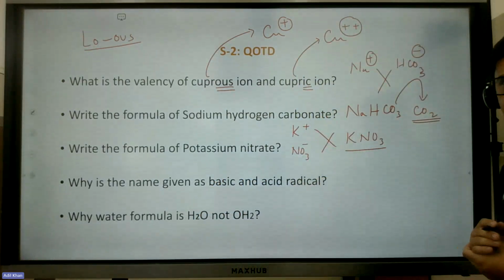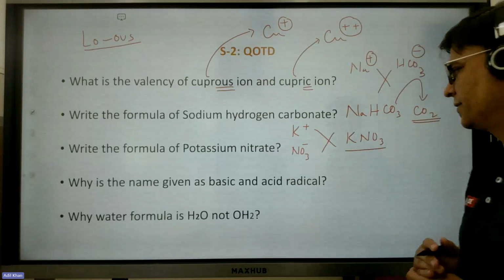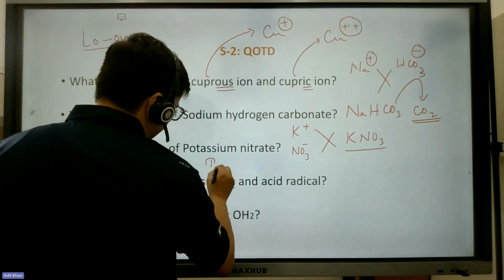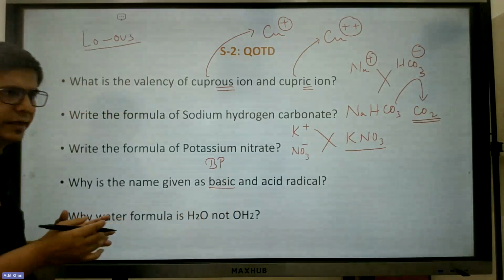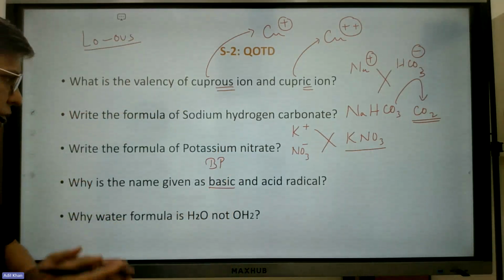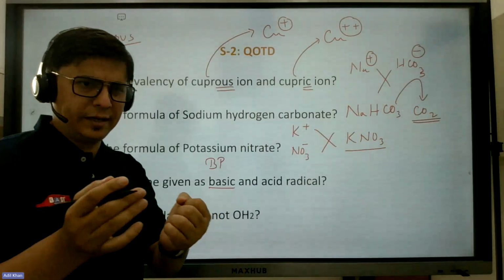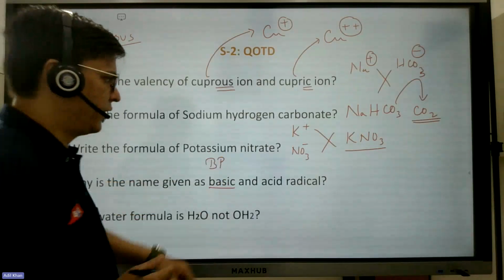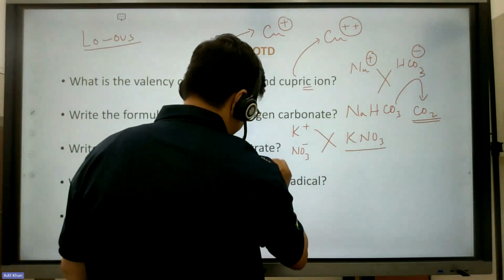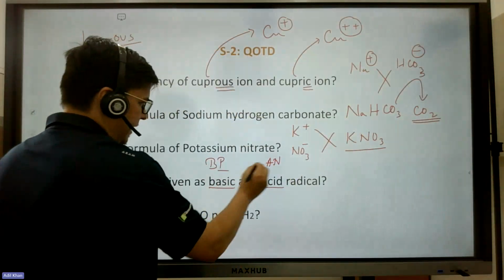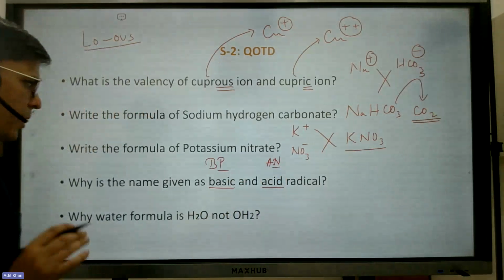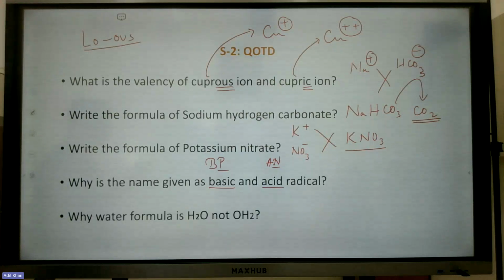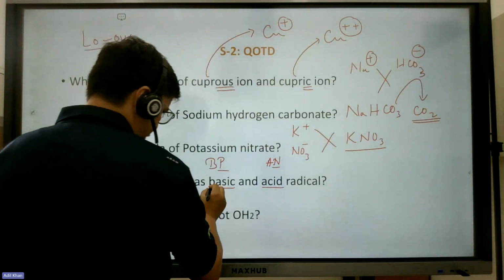Next question, why are the names given as basic radical and acid radical? If you remember, in the last class I gave you a cheat code. Basic radical and acidic radical are another name for ions. So radical means ion in a generic way. The cheat code was: basics are always positive, whereas acid radicals are negative. So positive means cation, negative means anion. The basic radical, when you talk about that, basically helps to accept H plus ion.